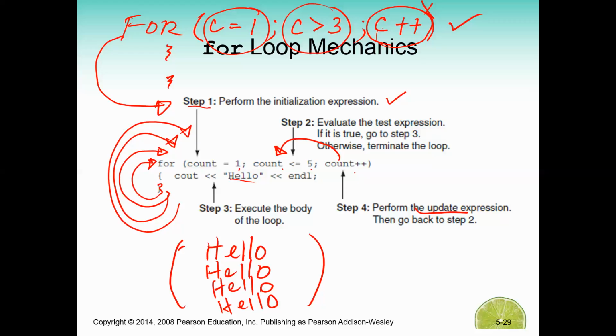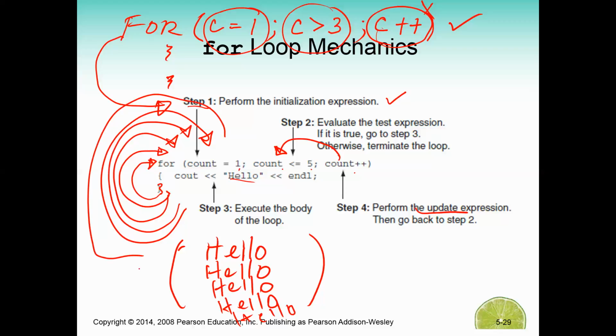It is. So it's going to again display hello, goes back, and it's going to increment. 5 plus 1 is 6. Is 6 less than or equal to 5? No. So it breaks the loop and it's going to exit. How many times did we go inside the loop? 1, 2, 3, 4, 5. And that's exactly what we have here. That is our limit.